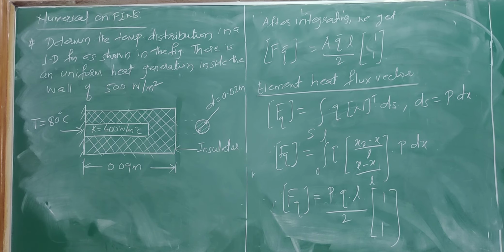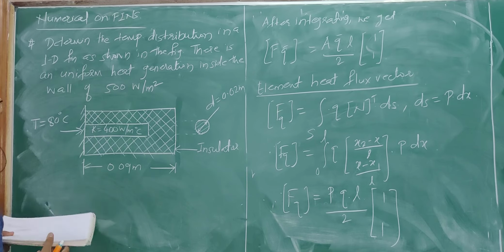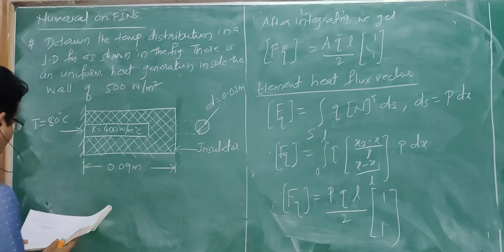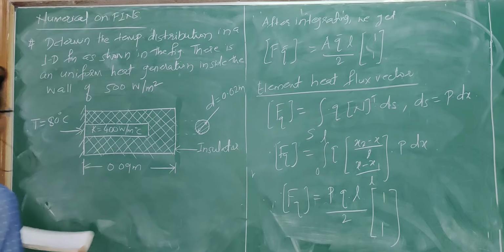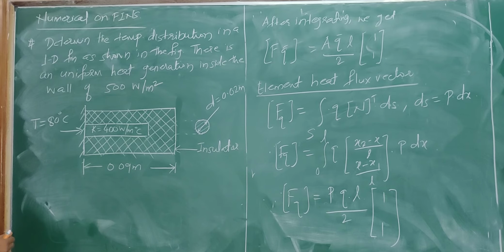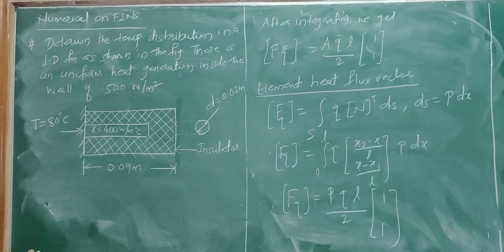Okay, so this is the given problem. There is an insulator, and inside there is a pin placed. The pin diameter is mentioned as 0.02 meters and the length of the pin is 0.09 meters. So these are the specified boundary conditions. One is a temperature of 80 degrees centigrade at the left side. The conductivity of the material is mentioned. So it is a simple case of a fin where there is only conduction because only thermal conductivity has been mentioned. There is no mention of any convective heat transfer coefficient.